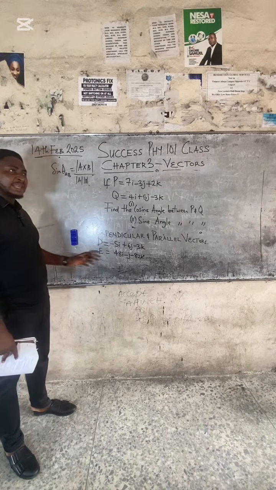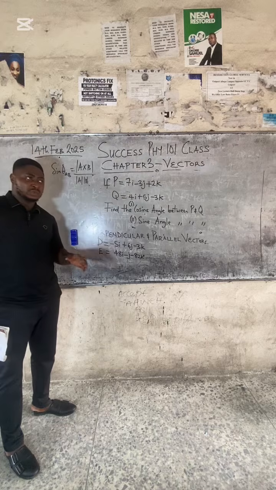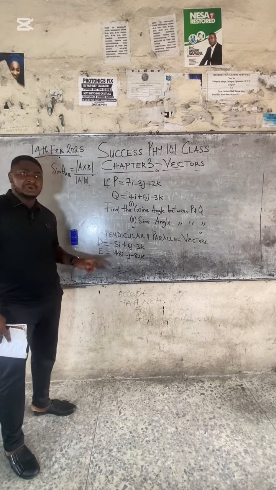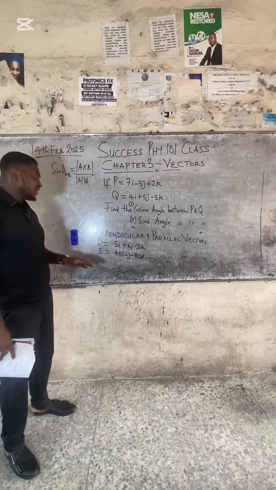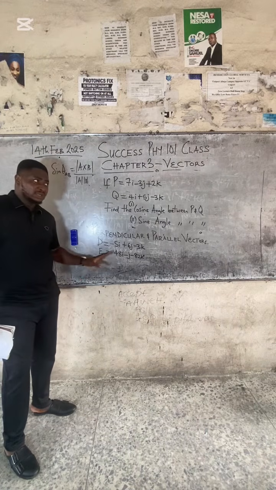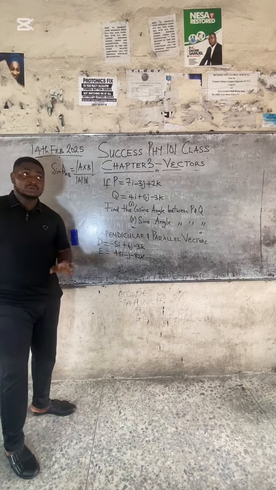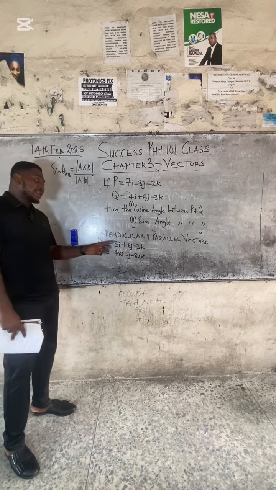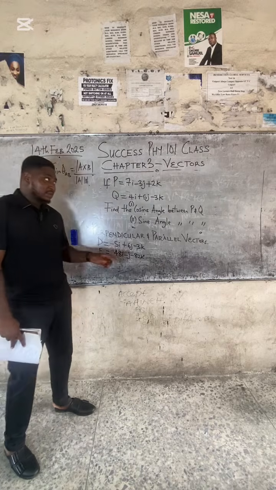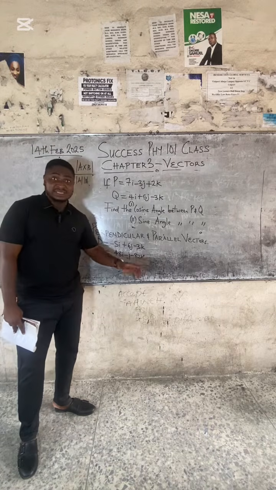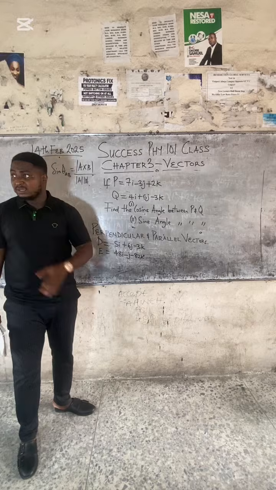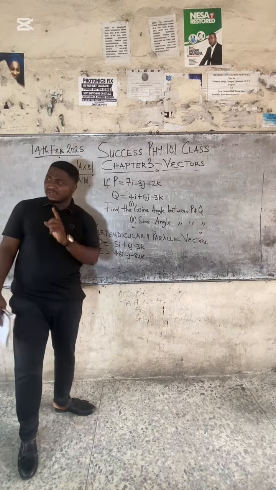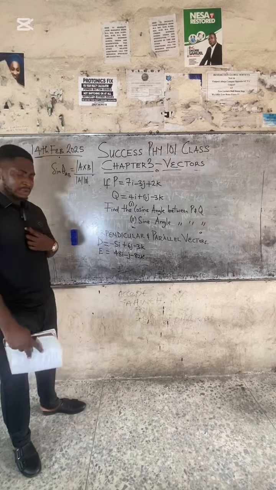What will you do when you hear a question like this? If they say determine if the vectors are perpendicular or not, find the dot product. If it gives you 0, then they are perpendicular. If it doesn't give you 0, then they are not perpendicular. So your final answer is either yes or no. If you do the dot product and you have 0, you say yes, they are perpendicular. But if you have any other answer apart from 0, no, they are not perpendicular.